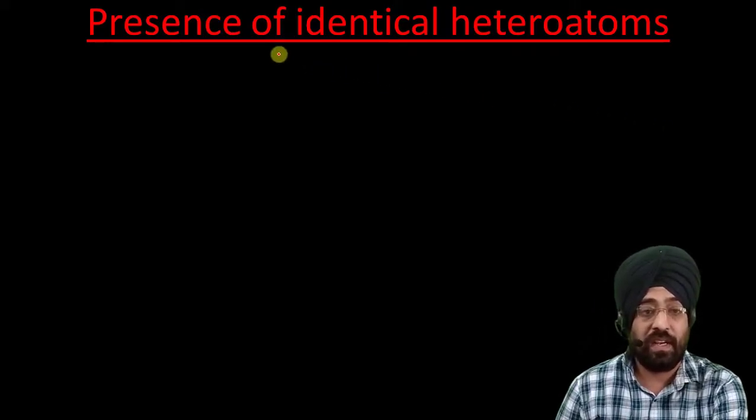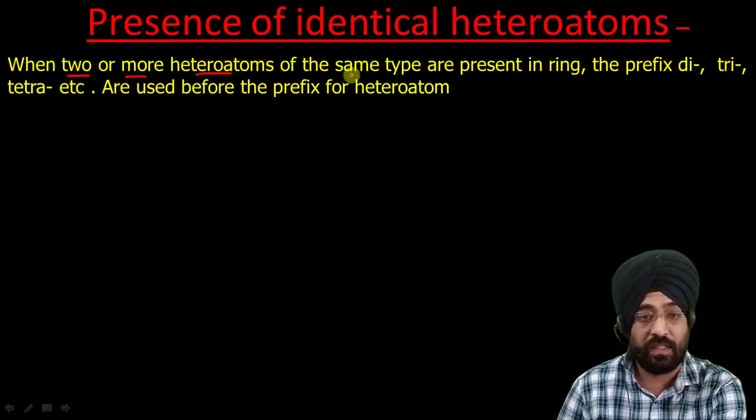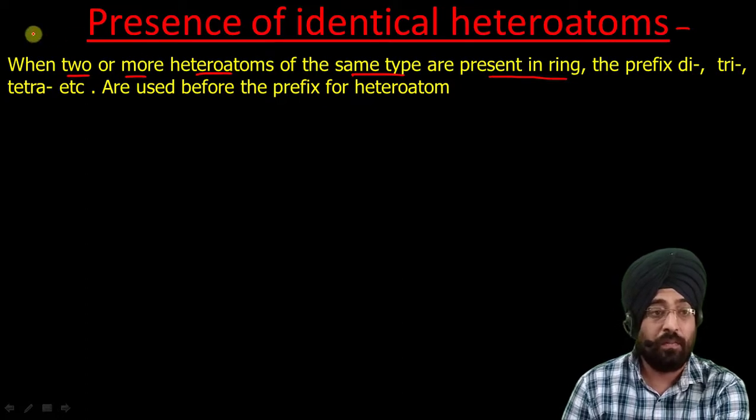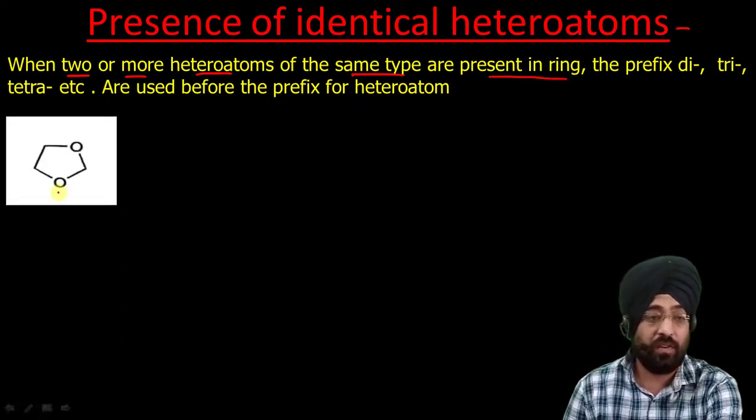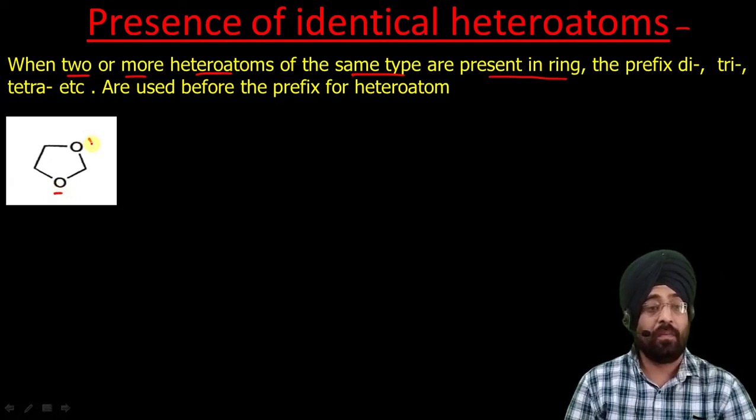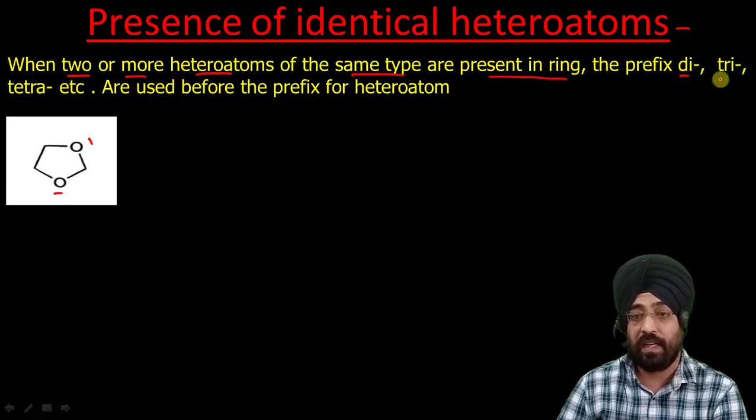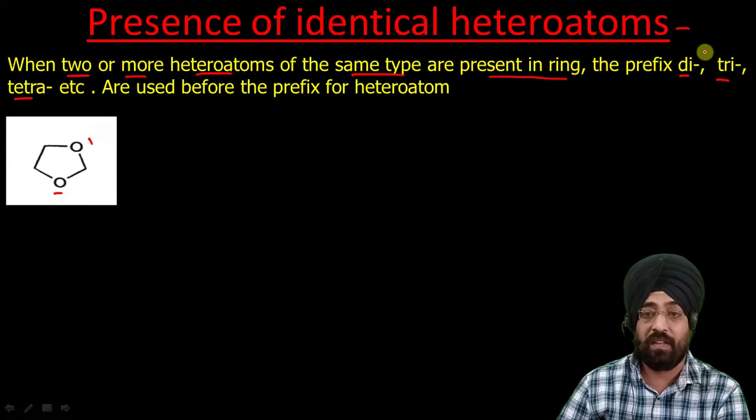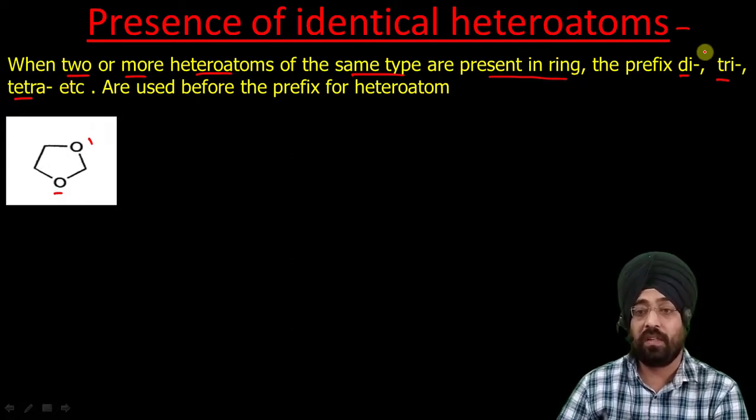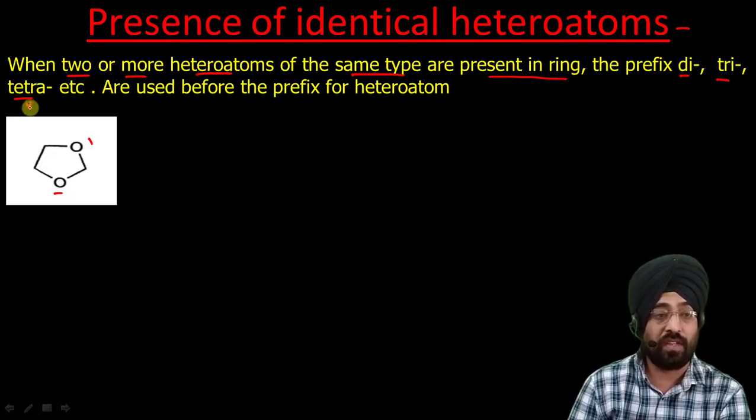So the first case is when we have more than one identical heteroatom. This is the case when two or more heteroatoms of the same type are present in the ring. Now in this ring you can see we have two oxygen atoms. We have more than one oxygen atom and both are the same. So this corresponds to the presence of identical heteroatoms. In such a case we take the help of the prefixes di, tri, tetra, etc., where di is used when we have two same heteroatoms, tri is used when we have three same heteroatoms, and tetra is used when we have four same heteroatoms.